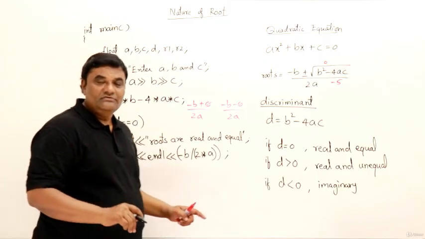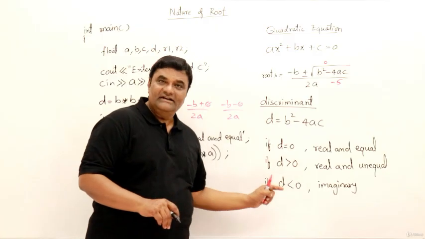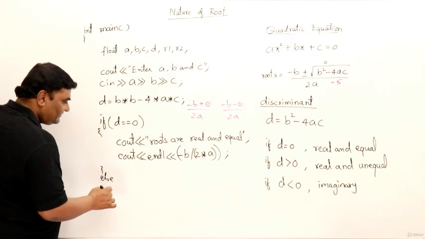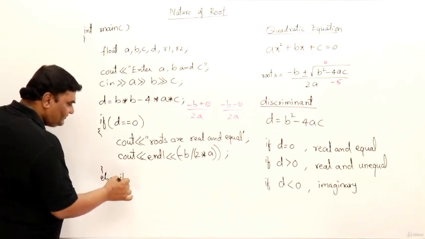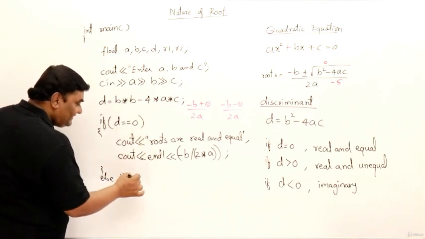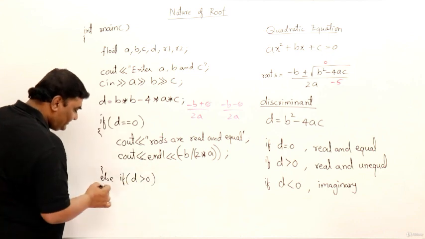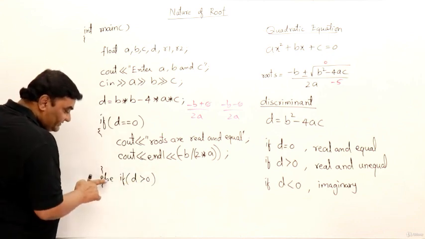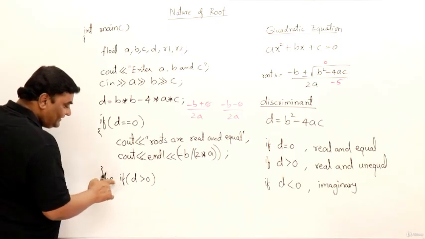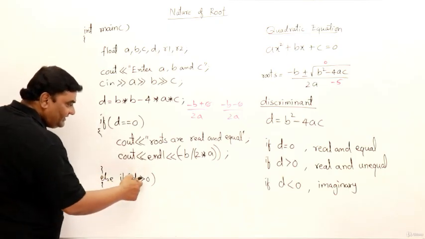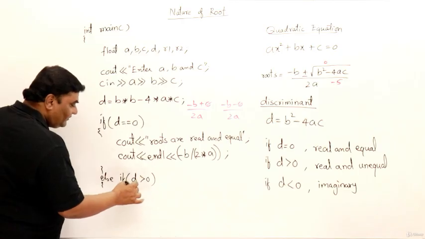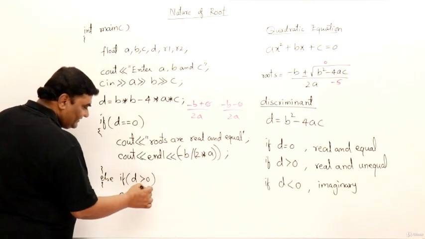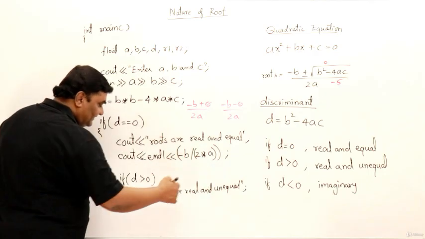If d is not 0, then what could it be? Greater than 0 or less than 0. So let us write for greater than 0, in the else. Here itself I can write if d is greater than 0. Actually I can write flower brackets, and inside the brackets I can also write, but because just after else I have if, I can write it here itself. Then if d is greater than 0, I will cout: roots are real and unequal.